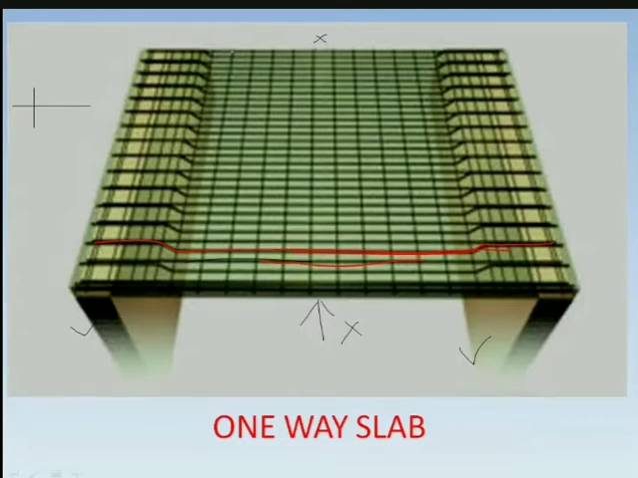Whereas if you see, these are your distribution bars, which will be coming straight. There is no bending provided in these bars, and these will be along your longer span. This is your one-way slab. One-way slab means your main reinforcement will be in shorter span, only one direction. That is termed as your one-way slab.